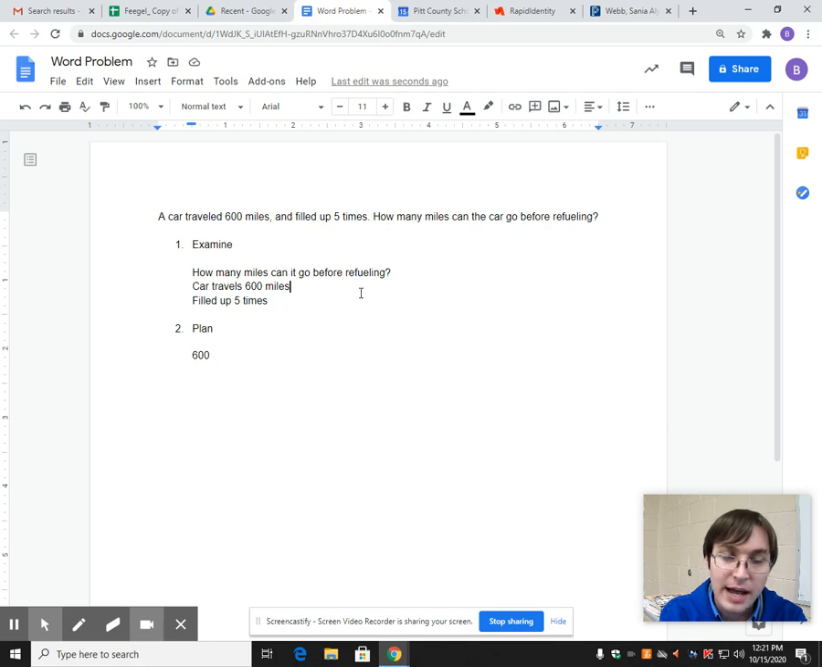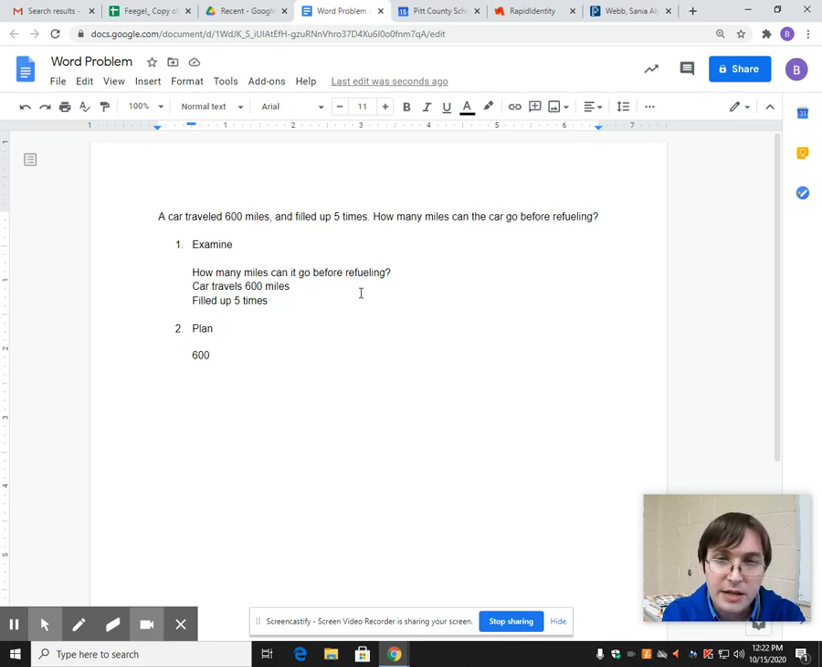So, do I add, subtract, multiply, or divide? Multiplication isn't going to make much sense here because that would give me more, and I need to find less. How do I know that? Well, I know that whatever amount of miles the car can go without refueling is going to be less than 600 miles because it had to stop 5 times.